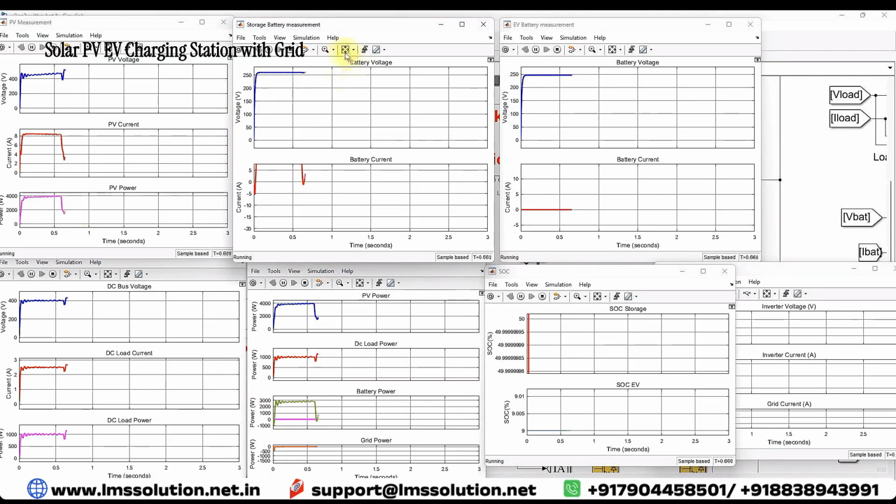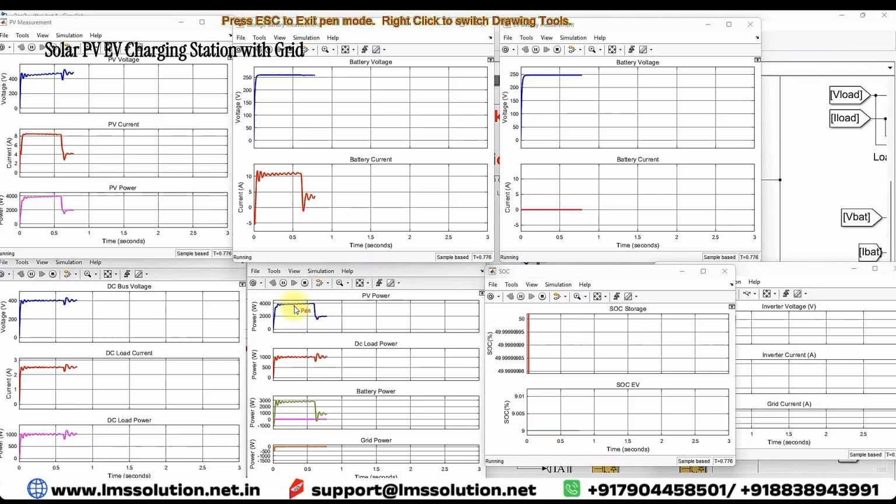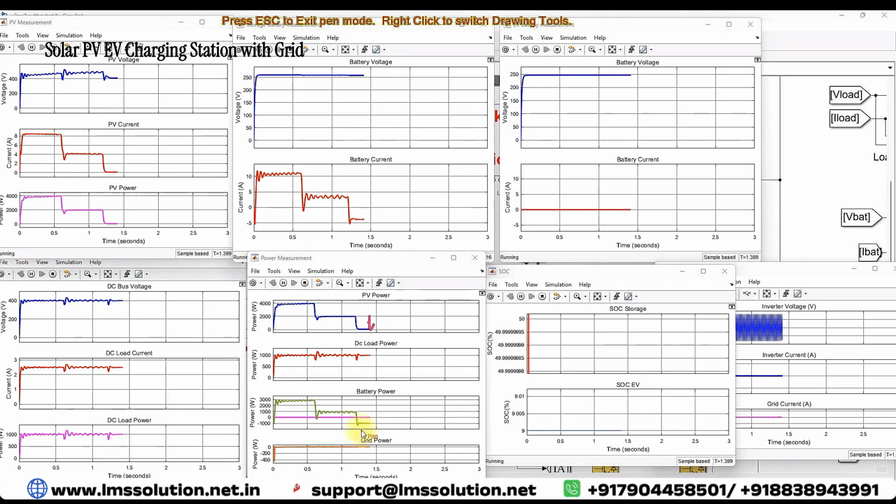Initially PV is 4000, 1000 is given to the DC load, and 3000 is taken by the battery. Now it is 2000, 1000 given to the DC load, and 1000 given to the battery. You will check the result when PV goes to 0. Now PV goes to 0, and the stationary battery supplies power to the DC load. The battery current is going negative, which means the battery now supplies power to the DC load.